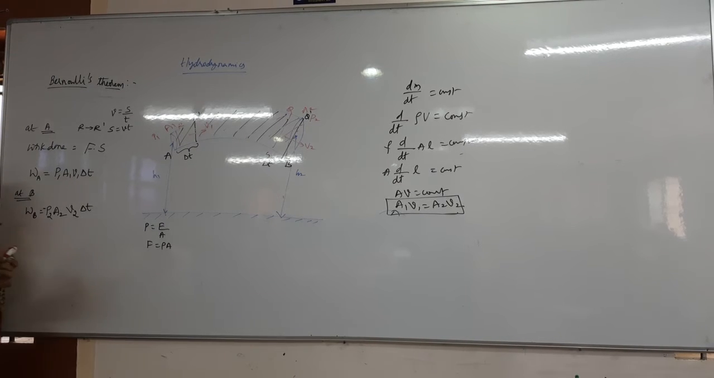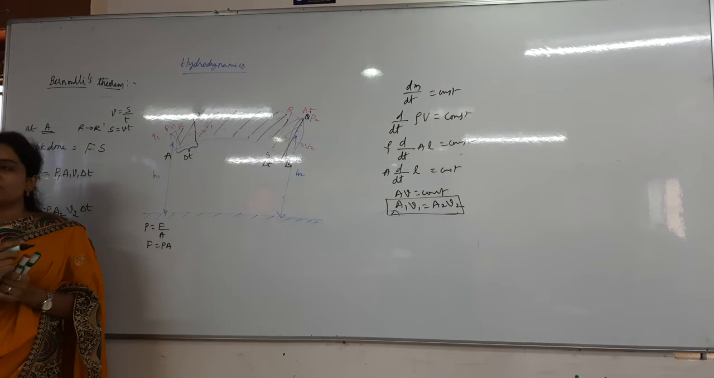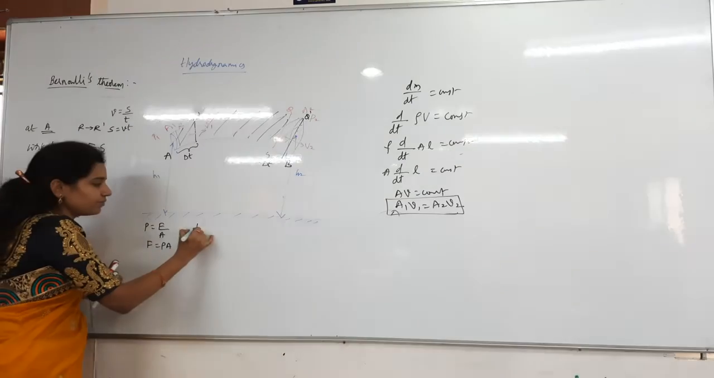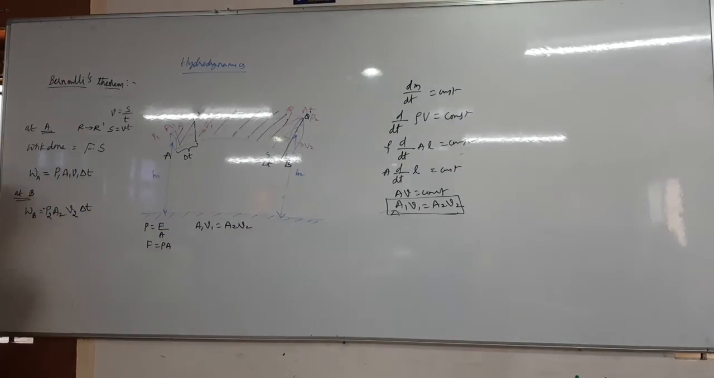Now tell me, can you apply the equation of continuity here? Yes, we can apply. What does the equation of continuity state? A1 V1 is equal to A2 V2. Just remember that. Now I want to find out the total work done. Total work done WT is WA plus WB only. So WA is P1 A1 V1 into delta t, plus minus P2 A2 V2 into delta t.